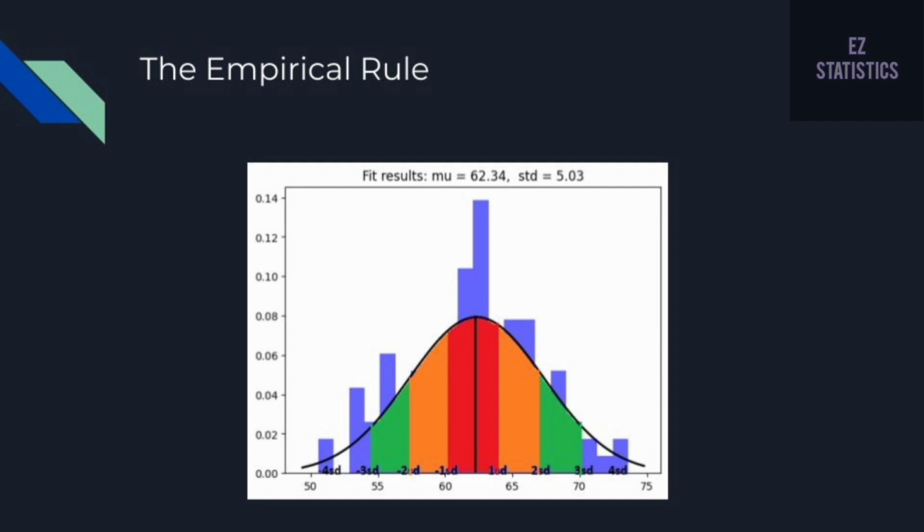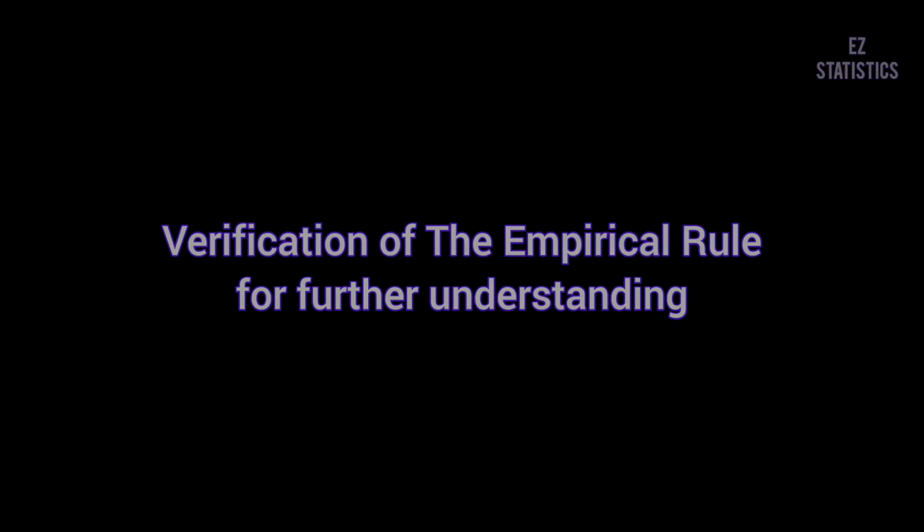It denotes that, in normally distributed data, 68% of the data points are closest to the mean. I marked the area red, where this 68% of the data lies. 95% and 99.7% of the data lie in the orange and green areas respectively. If you want, you can verify the empirical rule too.